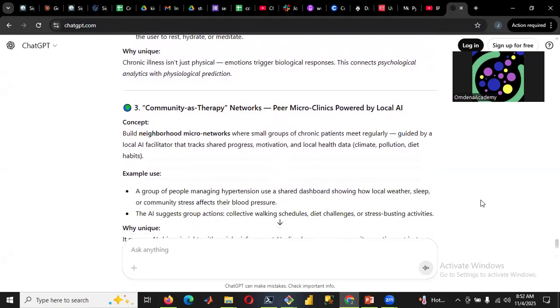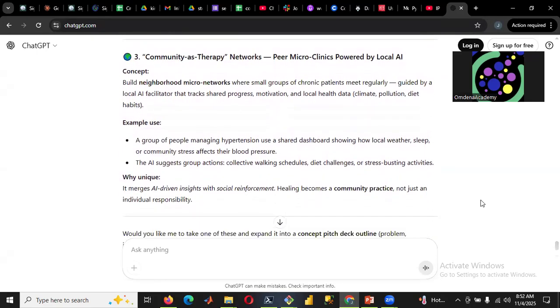Then we have community as a therapy network. Yeah, microclinics powered by local AI, right? One of the things we do in our current world is that we want to live separately from each other. We want to be isolated, glued to our screens. We don't want to talk to anybody. But that is not how we were built. We were built to associate with each other, to commune with each other.